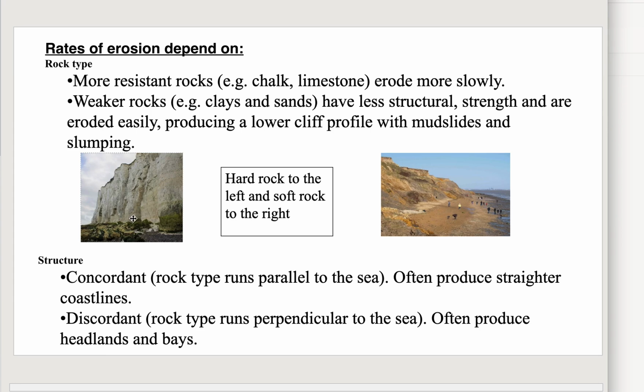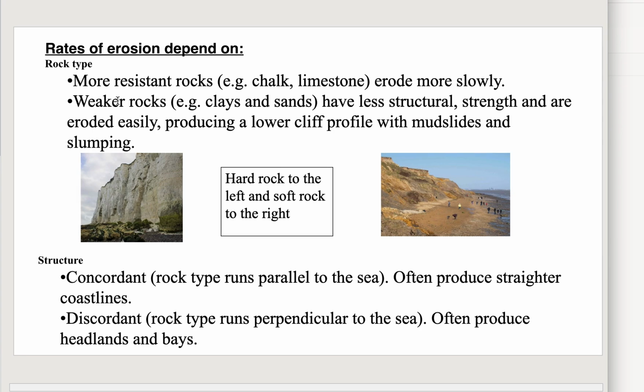So we've got hard rock here, chalk rocks here, producing steep vertical cliffs. And on the right here, we've got some, looks like a sandstone type of cliff, or a clay perhaps, that has got quite a shallow angle there because the cliffs have slumped down.